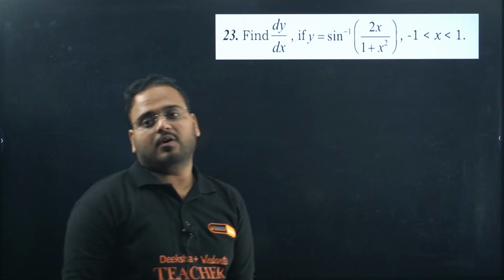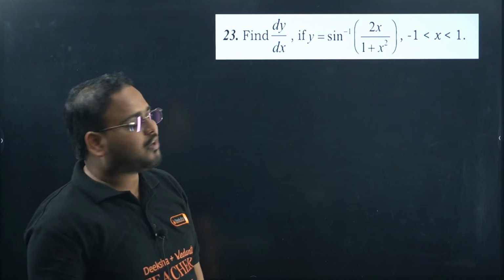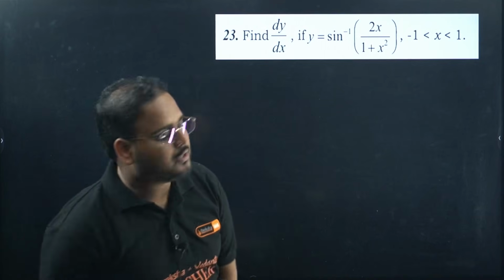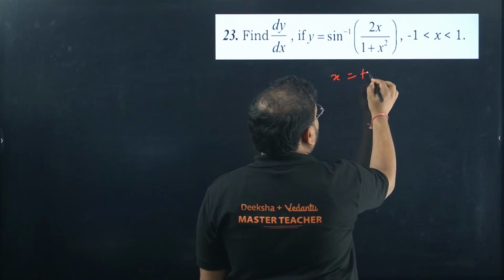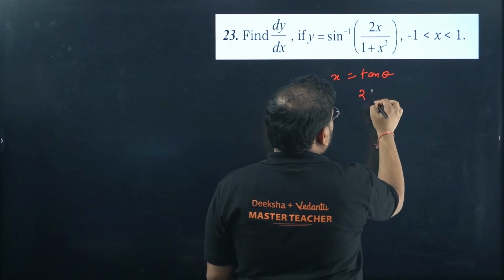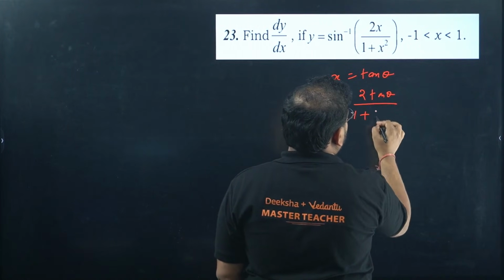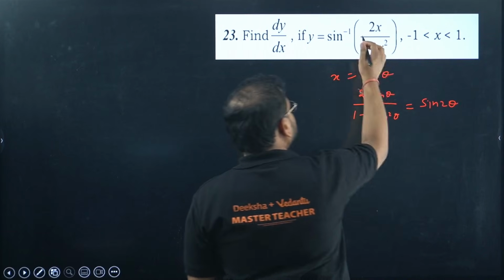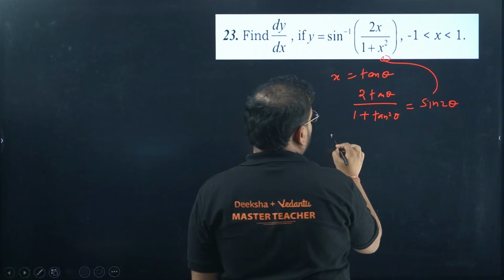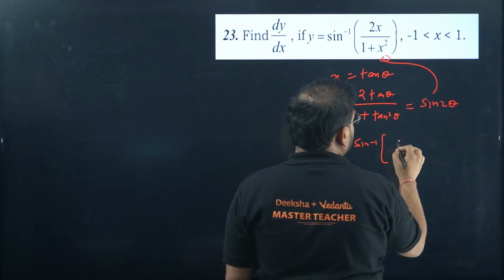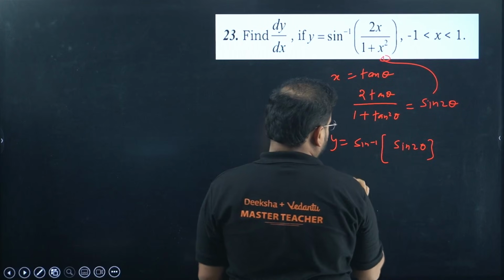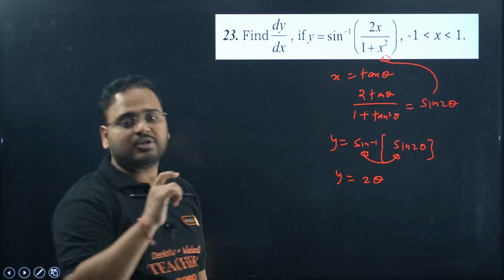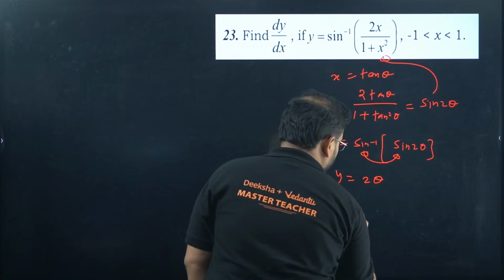Derivative when sine inverse of this is given as function y. You can solve it directly also without using any substitution, but if you use substitution it will become much simpler. So simply take x as tan theta. So 2 tan theta upon 1 plus tan square theta is given by sine 2 theta. The formula is there. Put this back. I get y equal to sine inverse of sine 2 theta. From here I get y as 2 theta, because if you operate sine inverse and sine, they cancel each other, being inverse functions.